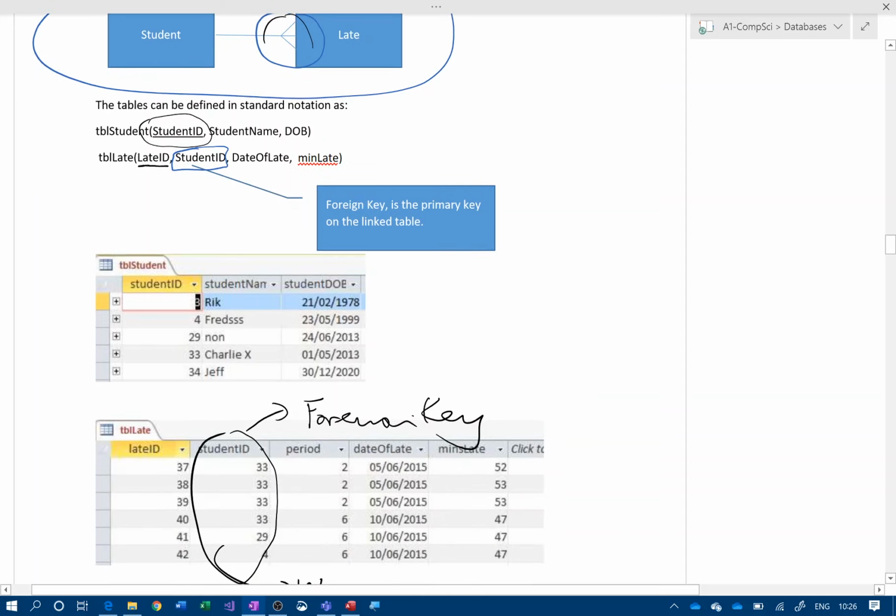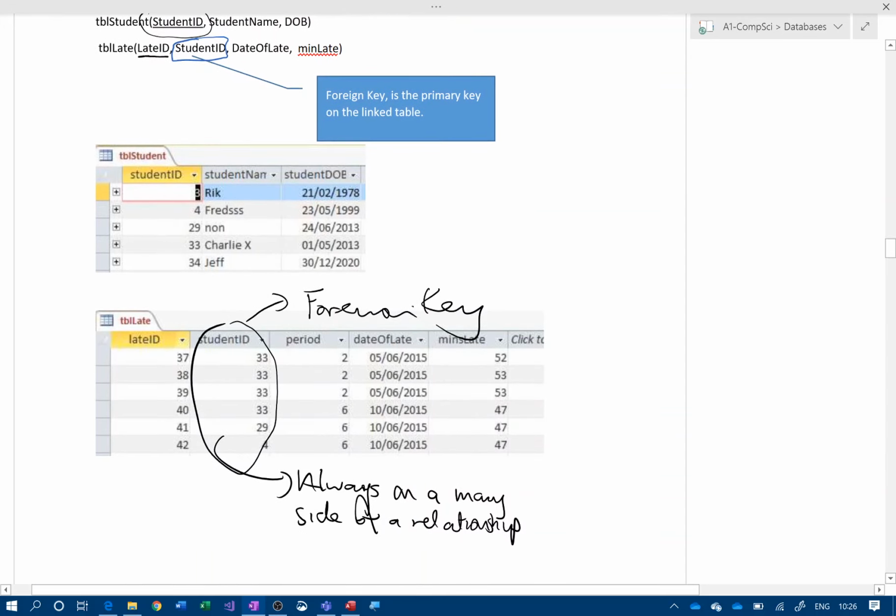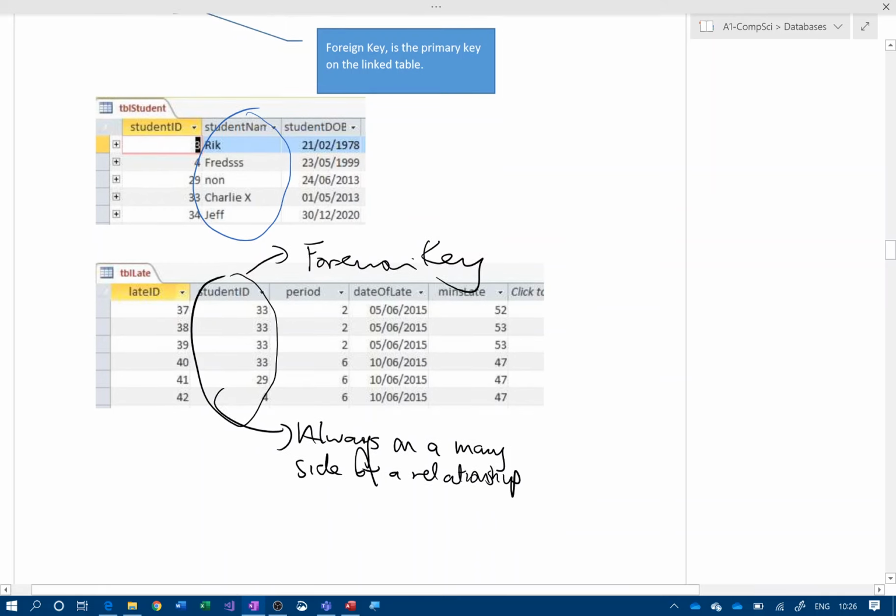So if you scroll down here, not you but me, you can see that there's the foreign key. You can see 33 student ID, that Charlie X is being repeated many times in there because they're late a lot. And that's how we model it. The important bit to notice is that we don't put the name of the student in there. It's just the ID, for reasons that I'll go into in a minute.